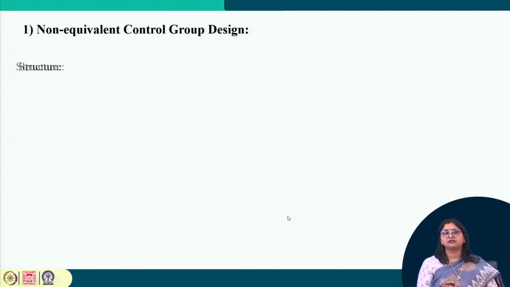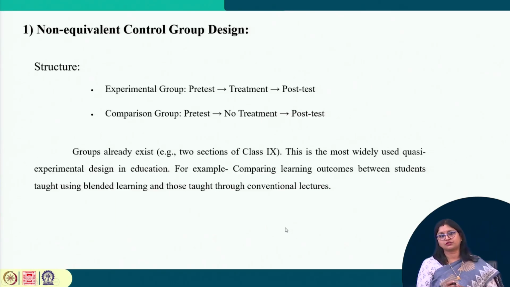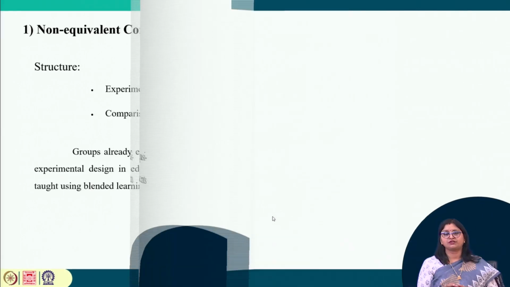And the first one is the non-equivalent control group design. Here the structure of the experiment will be the experimental group: pre-test, treatment, post-test, as we have seen in experimental research, and the comparison group: pre-test, no treatment and post-test. Groups already exist, like two sections of classes. This is the most widely used quasi-experimental design in education. For example, comparing learning outcomes between students taught using blended learning and those taught through conventional or traditional lectures.